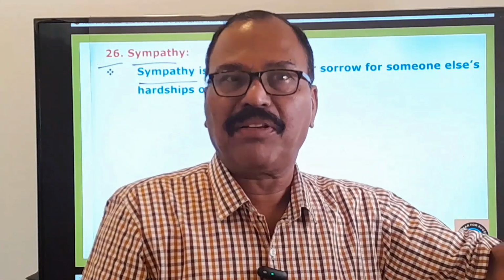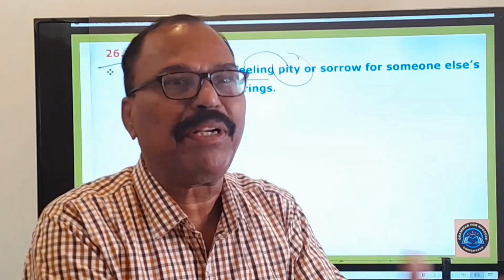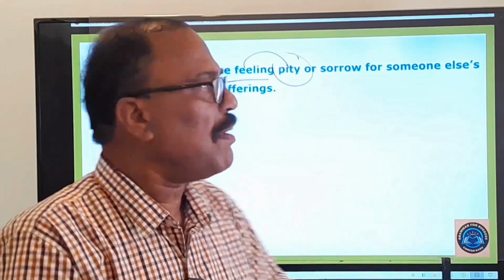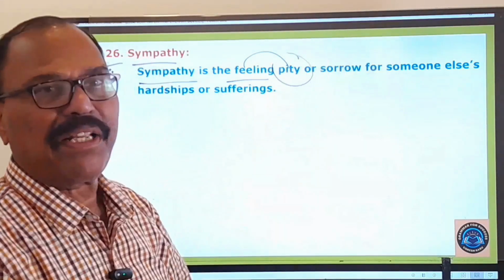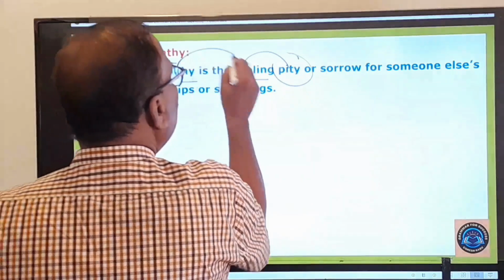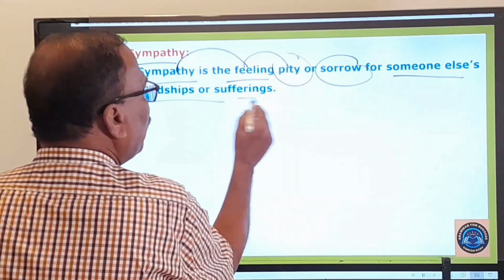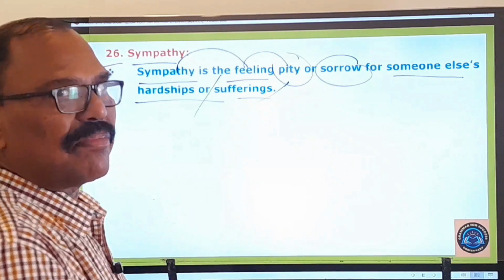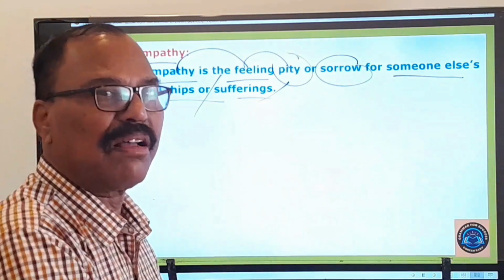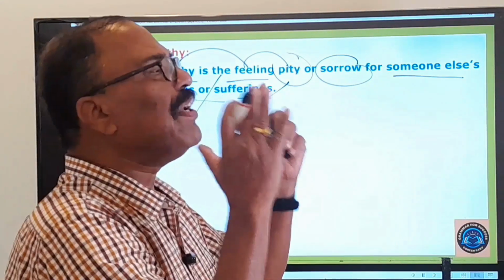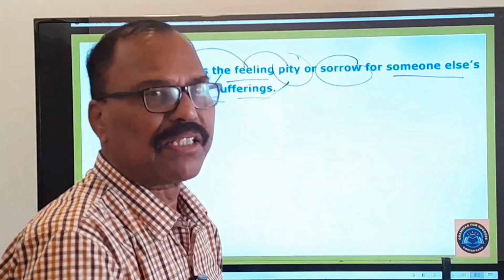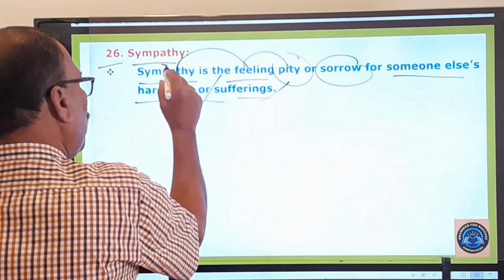Sympathy is not like that. Just showing pity for somebody, just showing some kind of sorrow for somebody. So sympathy is nothing but feeling pity or sorrow for someone else's hardships and sufferings. In the hardships of others, in the sufferings of others, just feeling pity or sorrow for that person. That is called sympathy. You know that very well.